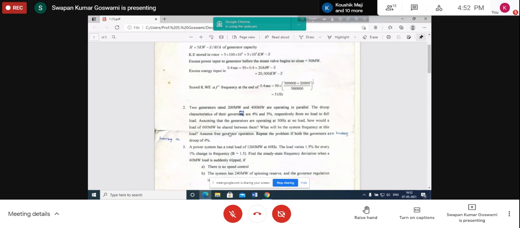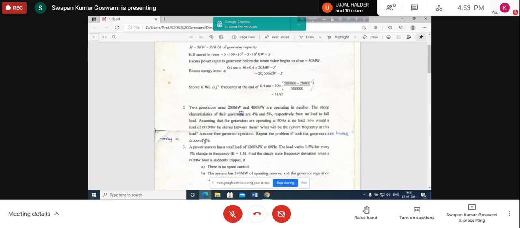Now generators are operating at 50 hertz at no load. Okay, this is the operating condition. Now 600 megawatt is the load. How this 600 megawatt will be shared by these two generators? This you have to determine. So can you solve this problem? First question is, can you solve this problem?